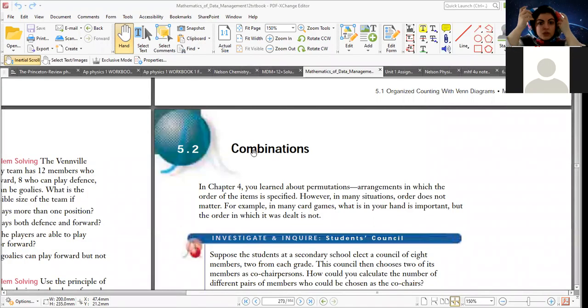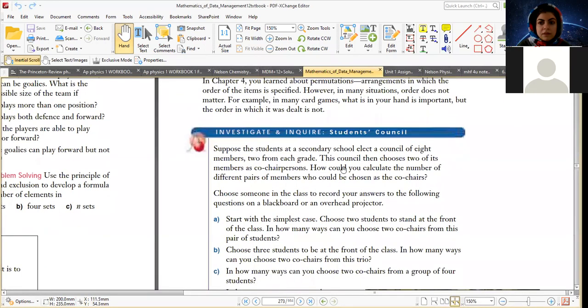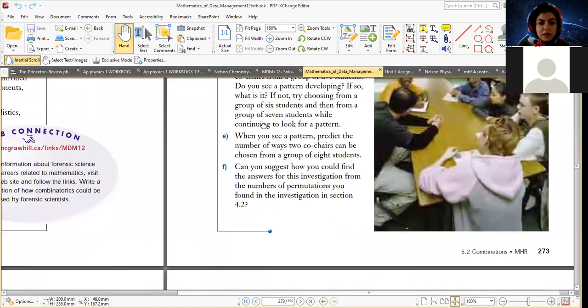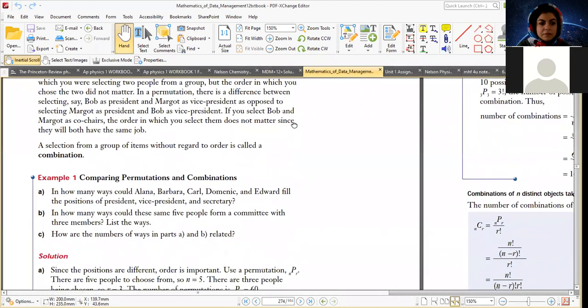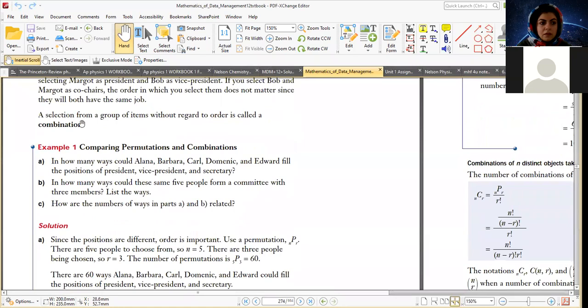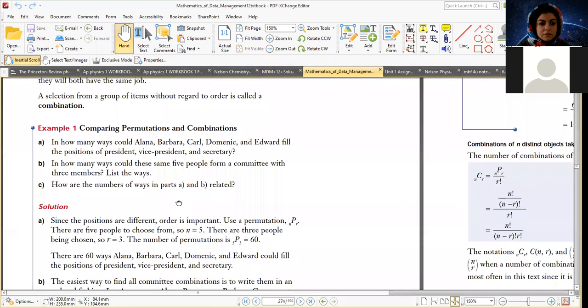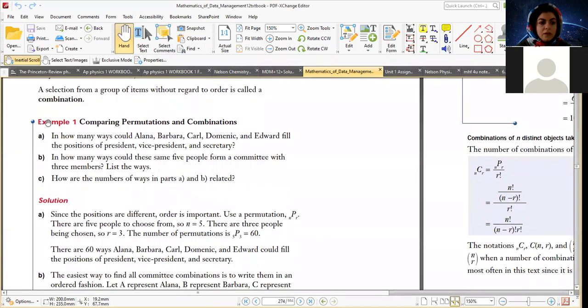Okay, 5.2 combinations. Let's just do a question, so we can see that better. What is the combination? Look at this question. In how many ways could Alana, Barbara, Carl, and Eric fill the position of the president, vice president, and secretary?